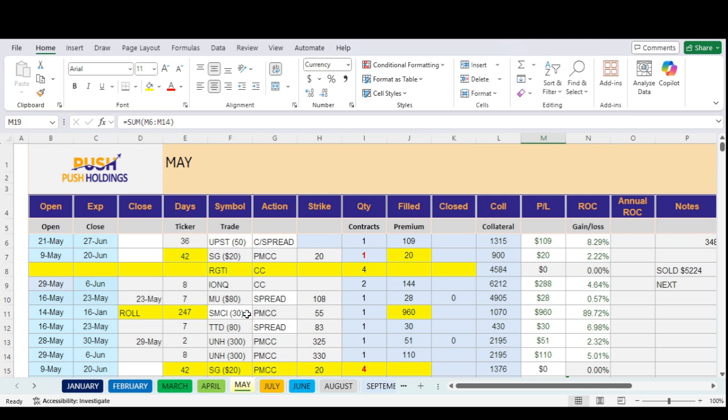SMCI rolled over from the previous month. This is a no-brainer. This pays some insane premiums. TTD is another one. I also have a video on this where I showed you guys how this stock literally fell down.